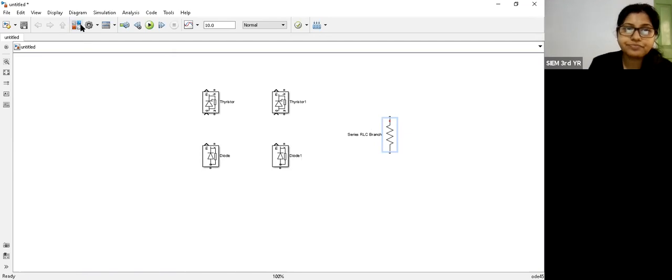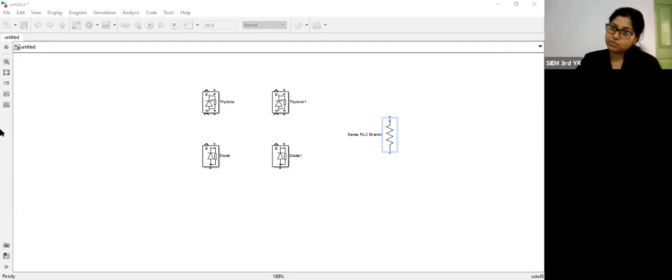Complete. Now, to measure the output voltage and output current, we want to connect a scope. But first of all, we want to connect measurement parameters. That means voltage measurement: we have to connect the voltage measurement block, and we have to connect the current measurement block. The current measurement block is nothing but our ammeter, and the voltage measurement block is nothing but our voltmeter. It acts as a voltmeter, and the current measurement block acts as an ammeter.